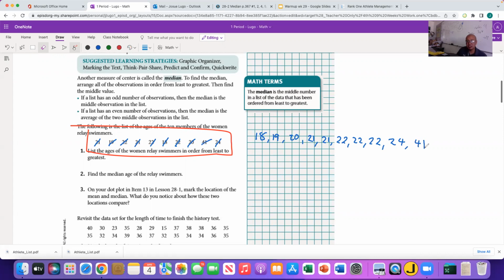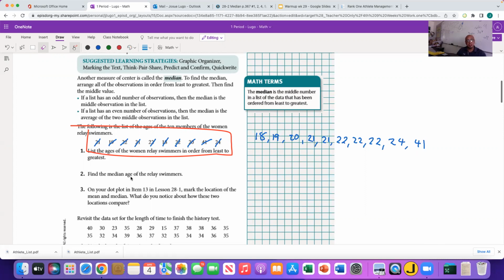What I recommend after you think you're finished with your list is count how many values you have and make sure that they match. Here we have 10 values, and here we have 1, 2, 3, 4, 5, 6, 7, 8, 9, 10. Good. If I only had 9, that means I missed one. If I had 11, then I had an extra one, but no, we're good. All right, so that's number 1. We just listed them off from least to greatest.